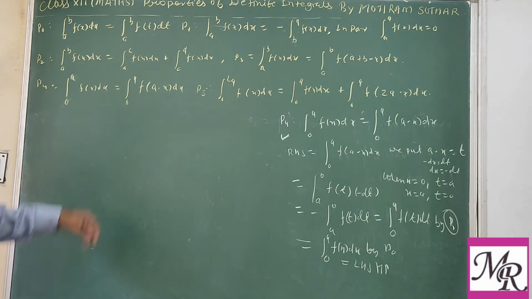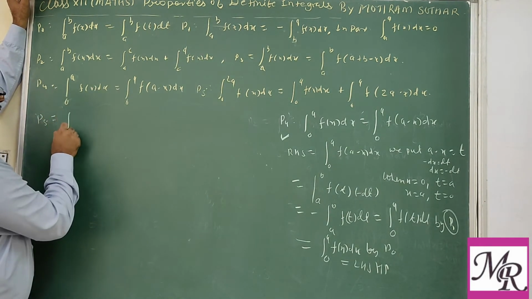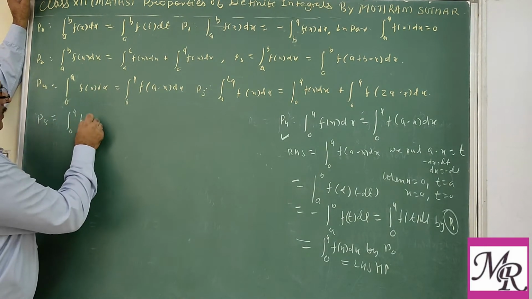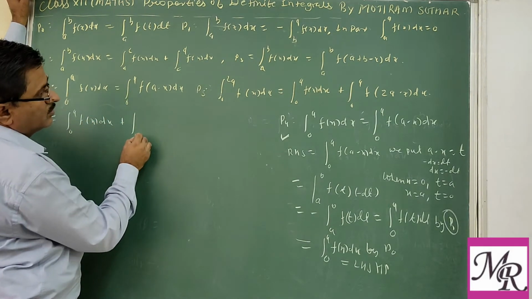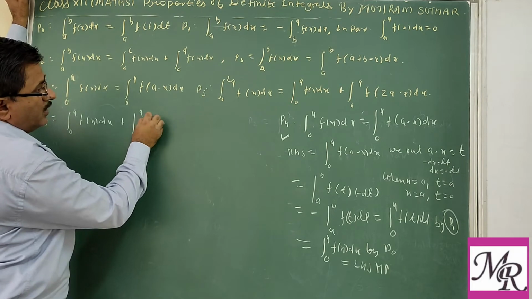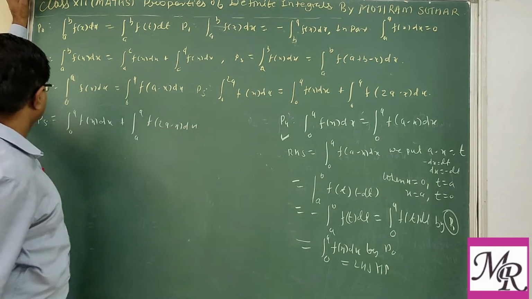Then you have P5. P5 says integral 0 to a f(x) dx plus integral 0 to a f(2a - x) dx.